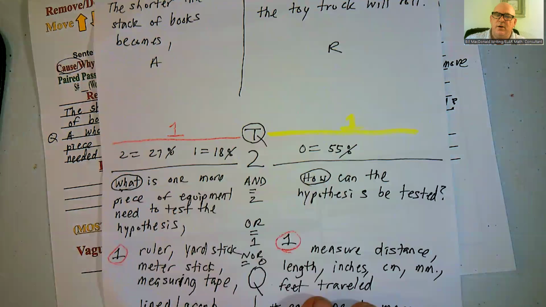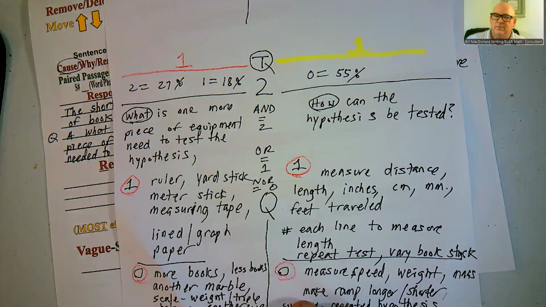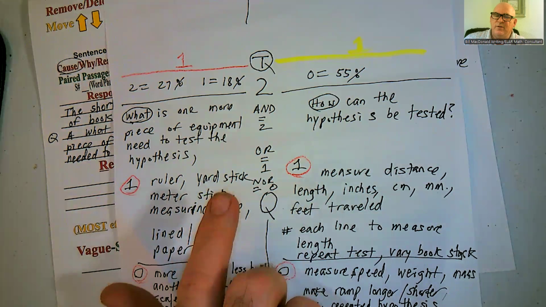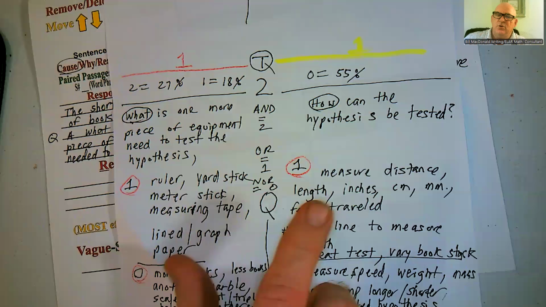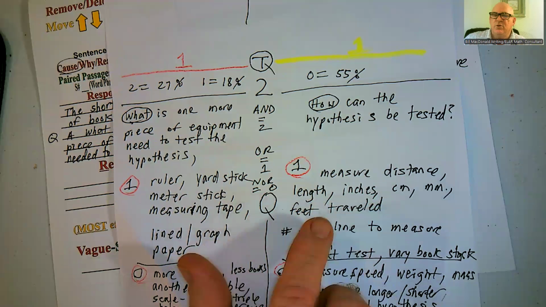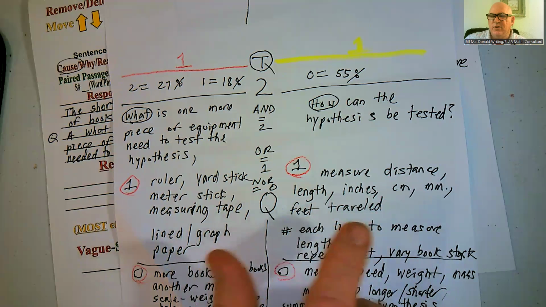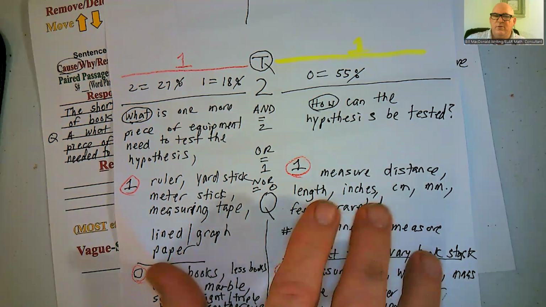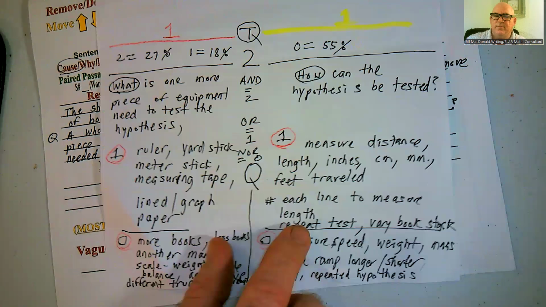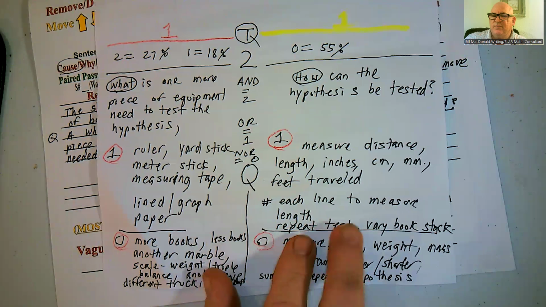Now, the second part, how can it be tested? Well, if you have one of these, then you can measure distance. You can measure the length that it travels. You can measure the inches that it moves. You can measure the centimeters that it moves, the millimeters, the feet traveled. As long as your students had one of those cause and effect relationships, action and reaction relationships, they were going to be okay. Okay. A couple other acceptable options were that you repeat the test several times.